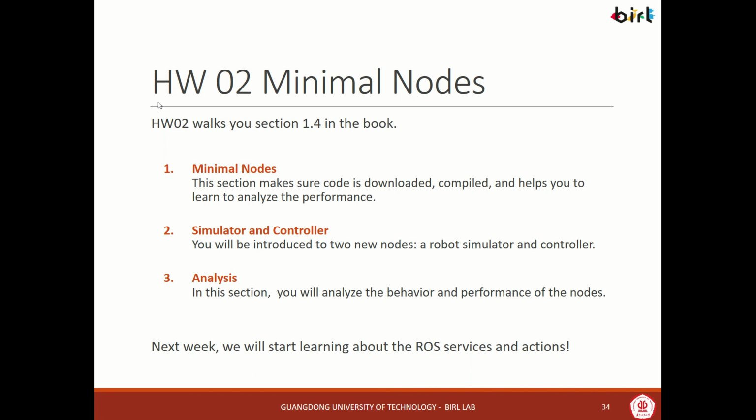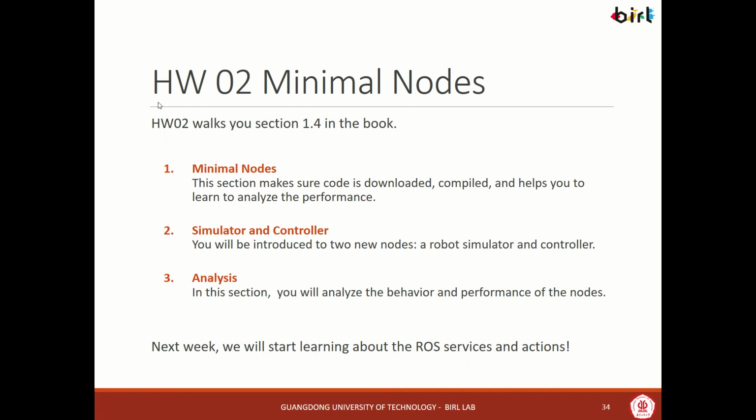Chapter 1 has a 4th section, which is a very practical section. This homework 2 will basically walk you through section 1.4. You can even skip reading section 1.4 and just directly read the homework, because the homework is primarily a repetition of section 1.4. It will help you to make sure you've downloaded and compiled minimal nodes and analyzed their performance.